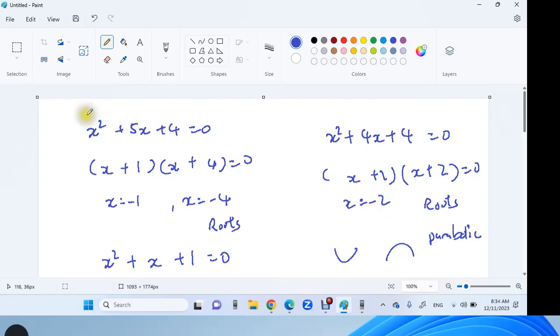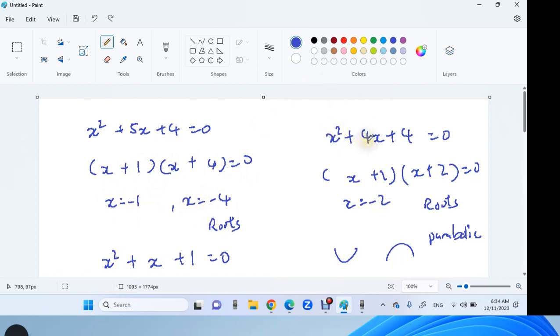So over here, we have the quadratic equation. We have x squared plus 5x plus 4 equal to 0. When we do the factorization, we will get x equal to -1 and x equal to -4. These two are the roots for this quadratic equation.